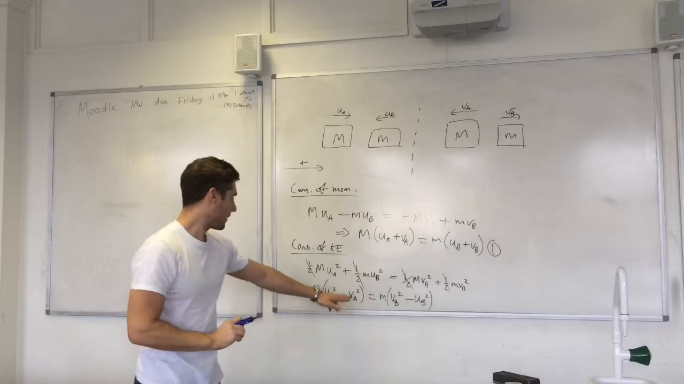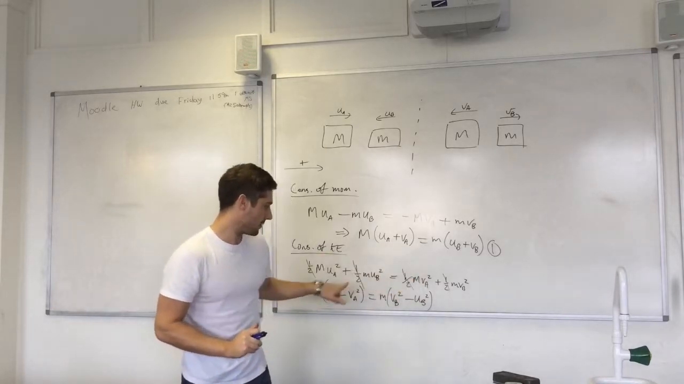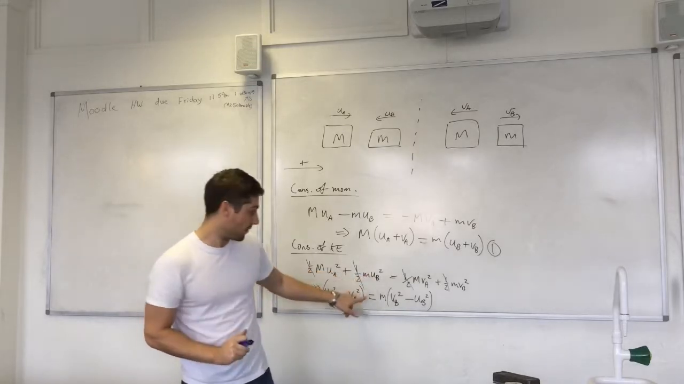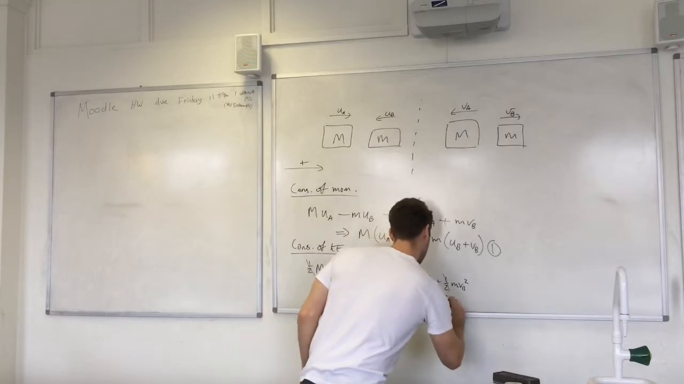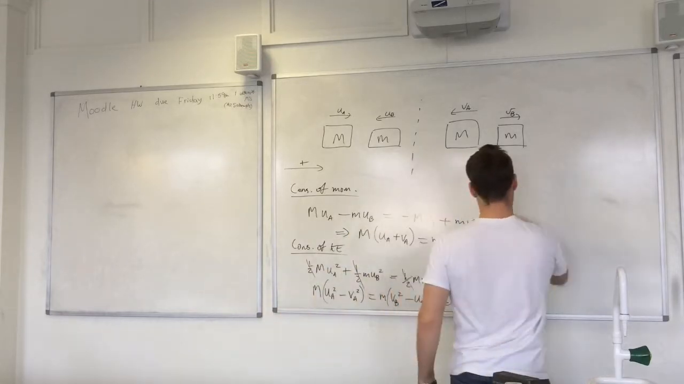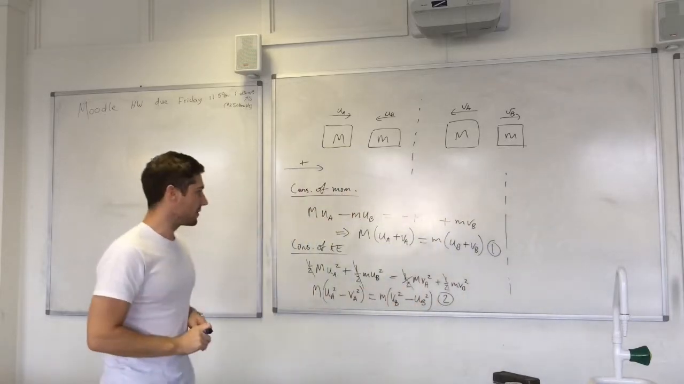Okay, so the MVA squared has come over to this side, and the mUB squared has gone over to this side. That's the negatives there. Okay. So what can we do with these equations now?